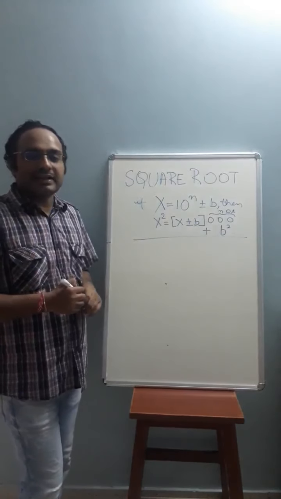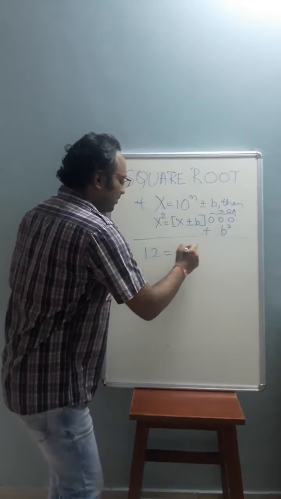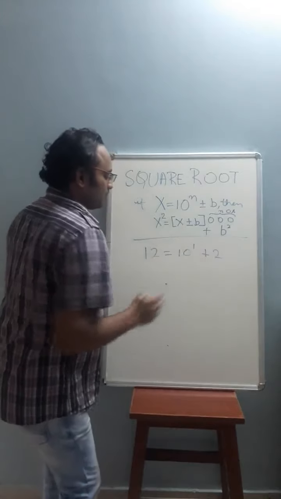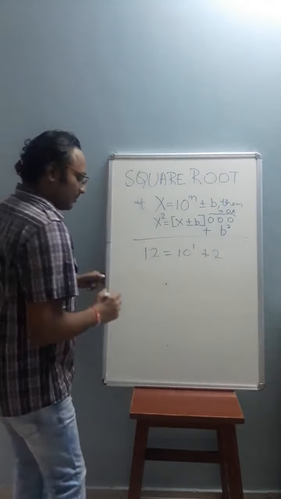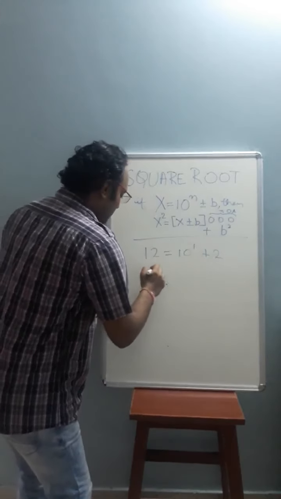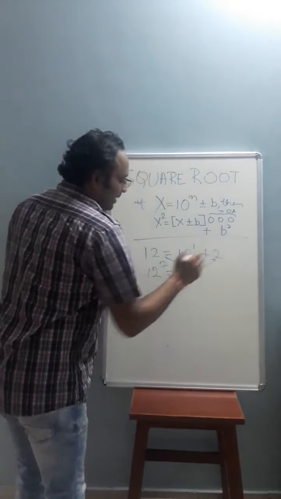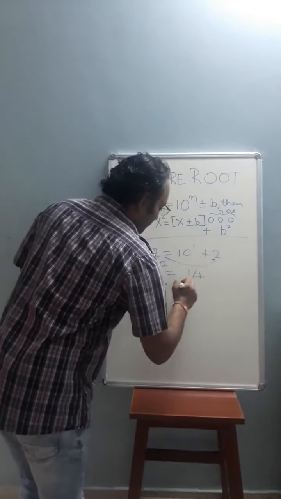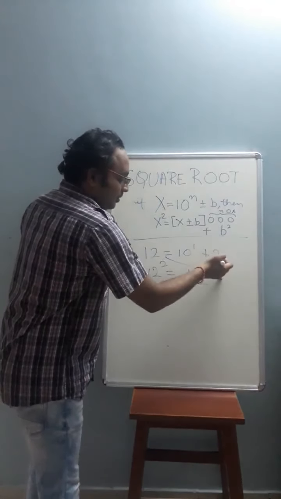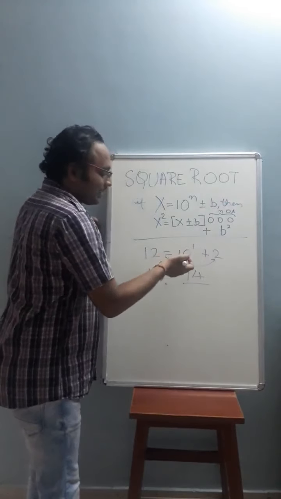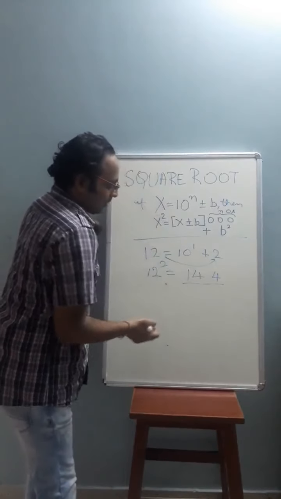Let's say I want to find the square of 12. 12 is equal to 10 to the power of 1 plus 2. X is 12, n is 1, b is 2. 12 square is equal to 12 plus 2, that is 14. This is my first part, followed by b square in n digit format. 2 square is 4. 4 in one digit is by default in one digit format. So followed by 4. So 144.